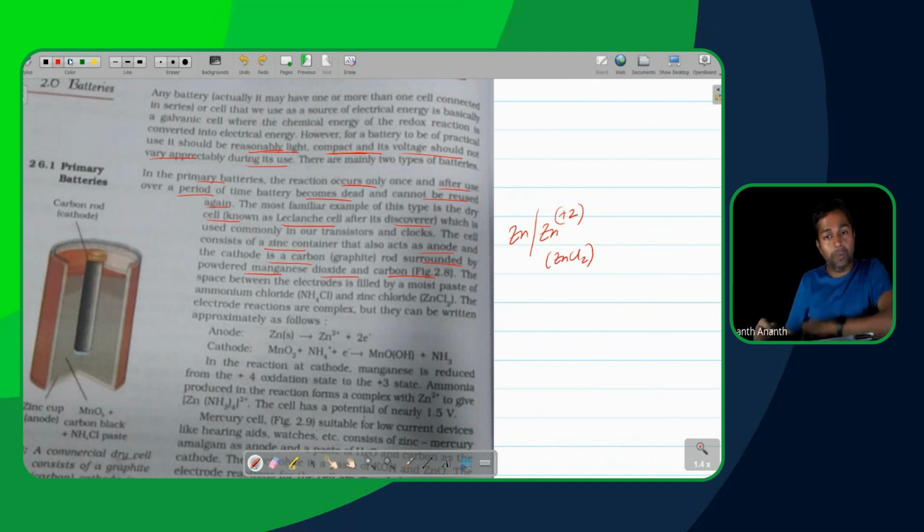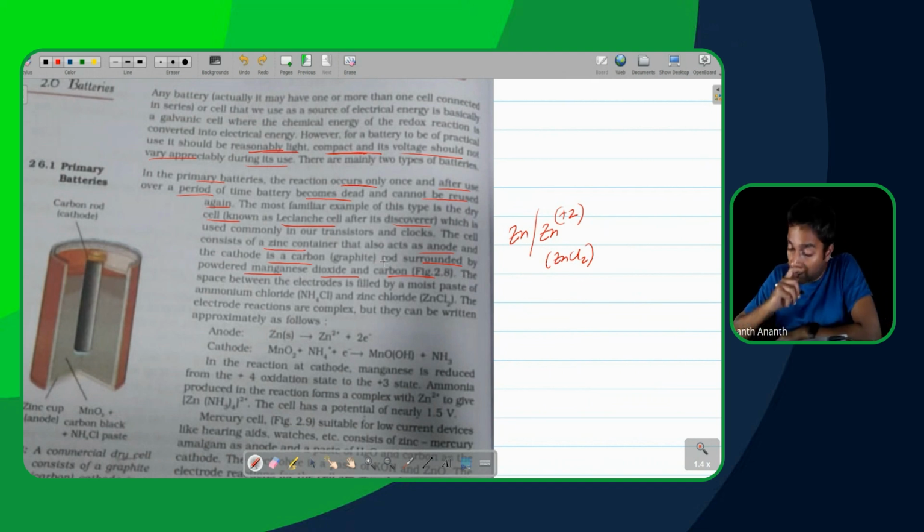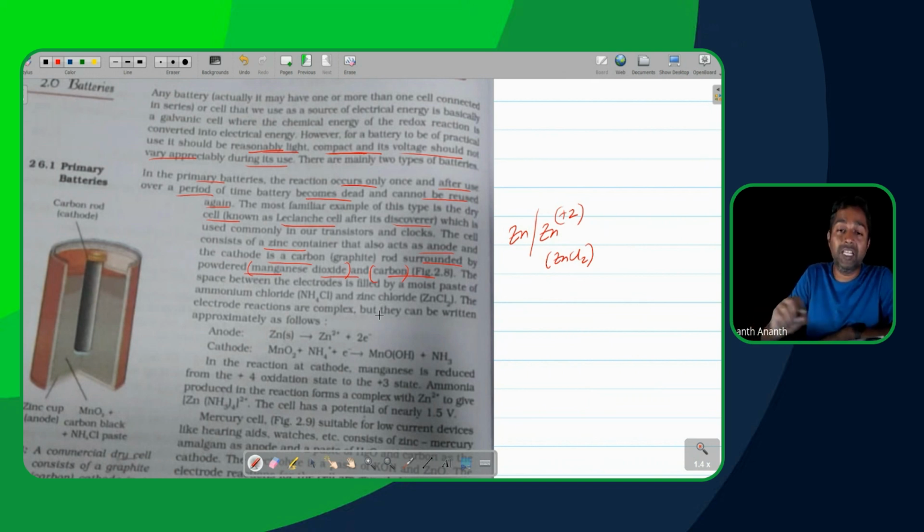In the cathode part, what's going to be happening over here? In the cathode part, we're going to have the carbon graphite rod as the cathode, surrounded by powdered manganese dioxide and carbon. The carbon is, of course, there for facilitating the flow of electrons. The carbon is the graphite rod, which is the electrode over there. So the electrode has to allow the charge or the electrons to be transferred.